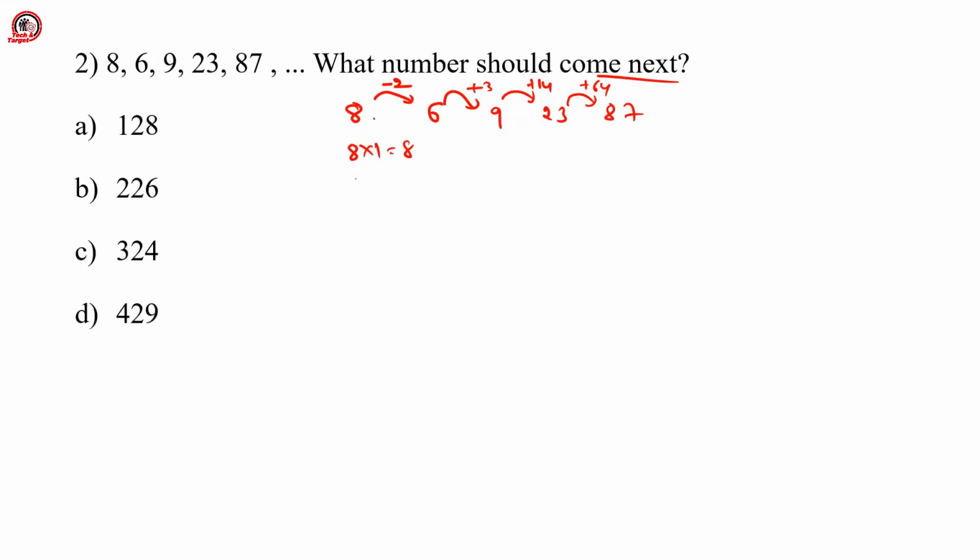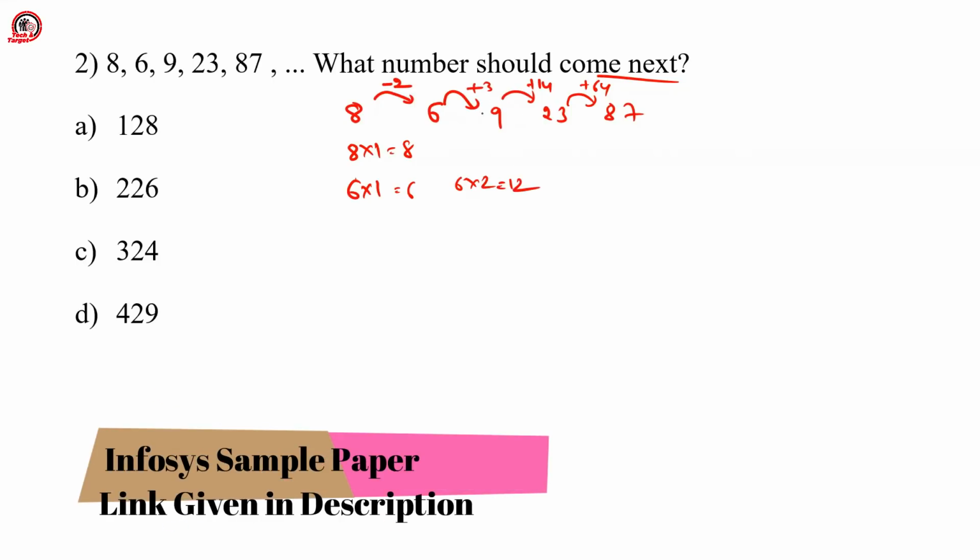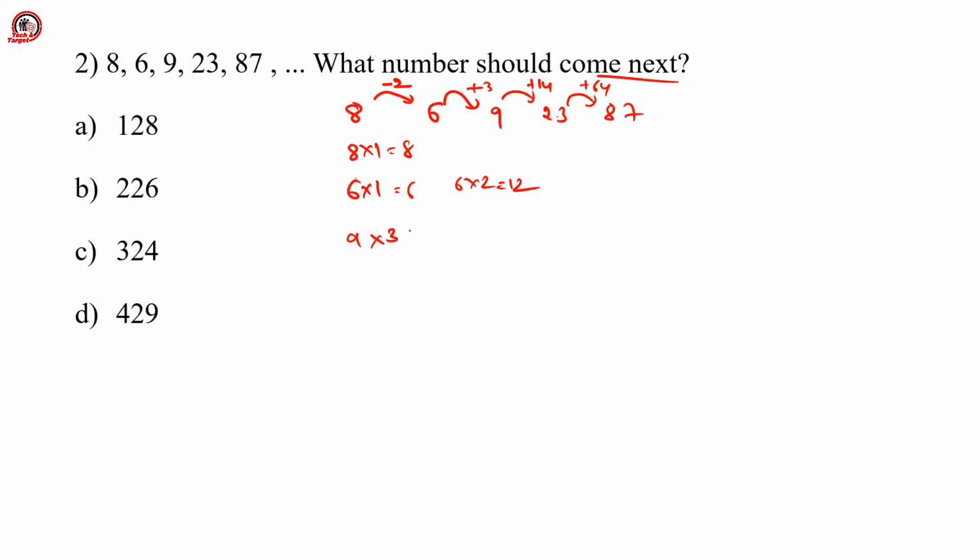Now if we try again, 6 ones is 6 and 6 twos is 12. So this is also not working. And from 9 to 23, how can we move? We can move like 9 threes are 27, or you can go 9 twos are 18, right? Now from 23, we can go 23 times 4, which would be 92, or you can go 23 times 3, which would be 69, but this would be too long for 87, right?